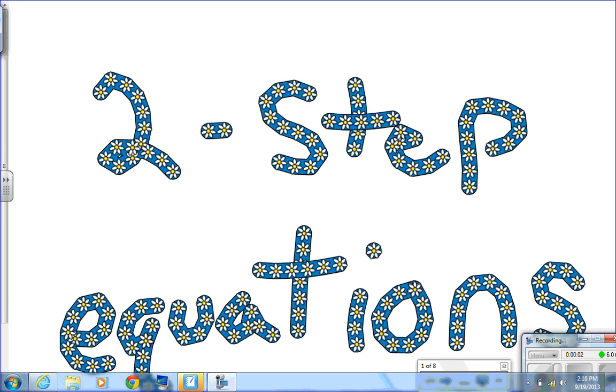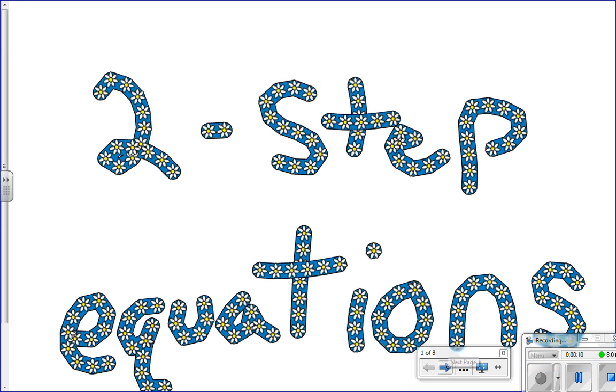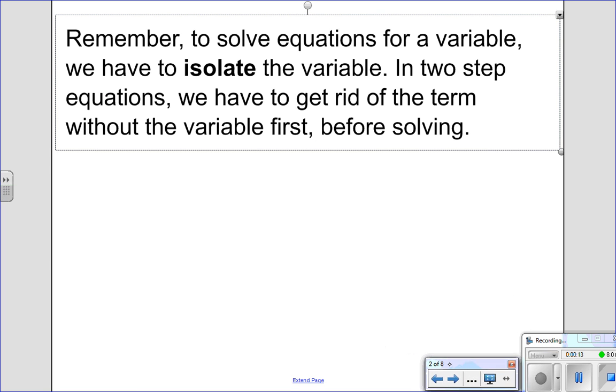Hello, and today we are going to work on doing two-step equations. Yesterday we did one-step equations. Today we are now doing two steps. So before we do that, I want to go over something.